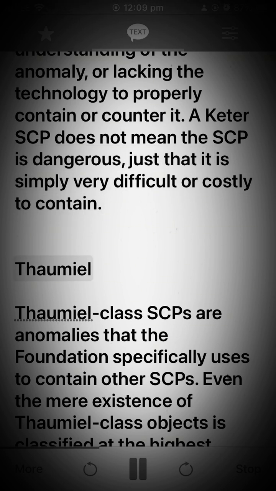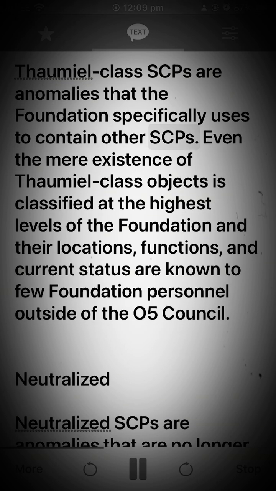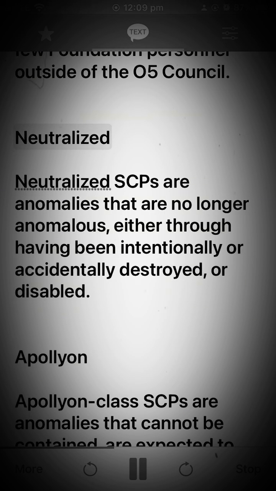contain. Thaumiel. Thaumiel class SCPs are anomalies that the Foundation specifically uses to contain other SCPs. Even the mere existence of Thaumiel class objects is classified at the highest levels of the Foundation, and their locations, functions, and current status are known to few Foundation personnel outside of the O5 Council. Neutralized. Neutralized SCPs are anomalies that are no longer anomalous, either through having been intentionally or accidentally destroyed, or disabled.